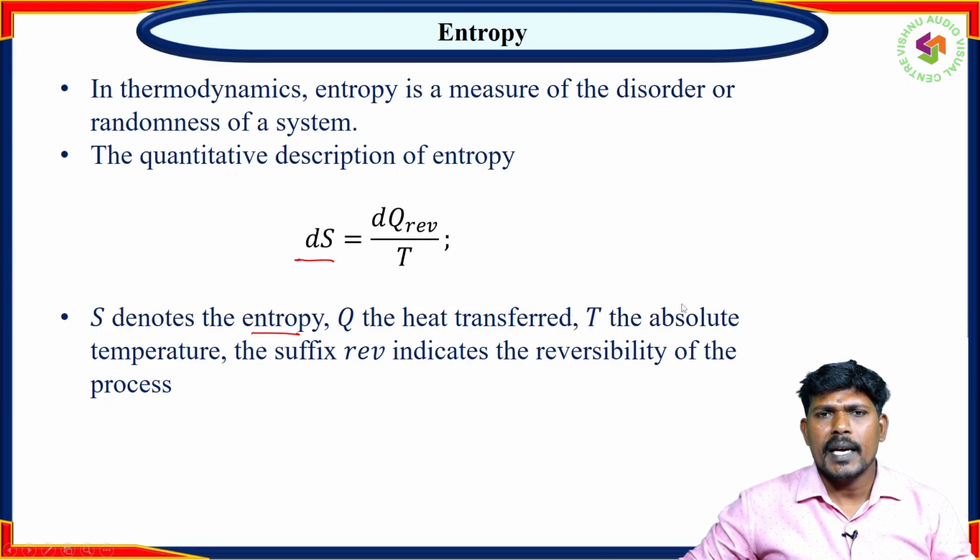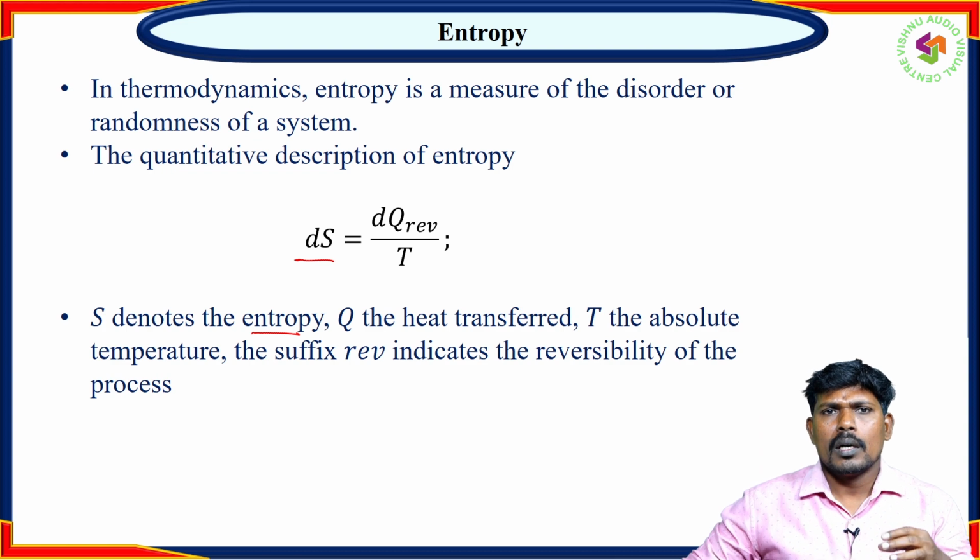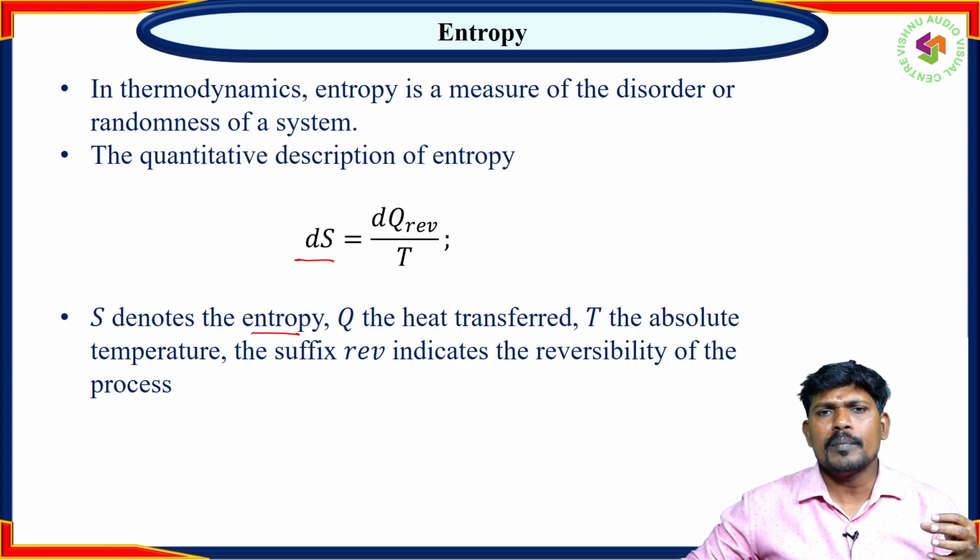The first one is entropy. The meaning of entropy is randomness and disorder. It is one of the concepts on which the second law of thermodynamics is developed. This concept says why in the universe some reactions are spontaneous and why some reactions are not spontaneous.